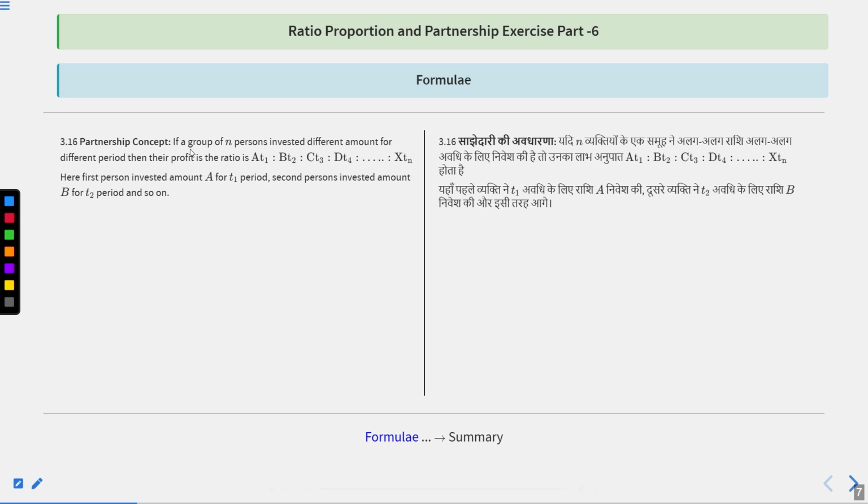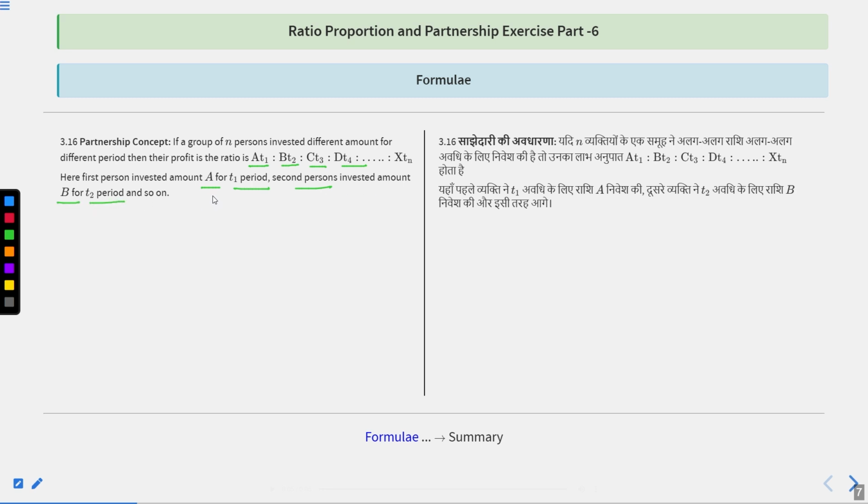Now, partnership concept. If a group of n persons invested different amounts for different periods, then their profit ratio is A into T1 ratio B into T2 ratio C into T3 ratio D into T4 and so on up to x into Tn. Here, the first person invested amount A for T1 period, or we can say for T1 time. The second person invested amount B for T2 period, and so on.